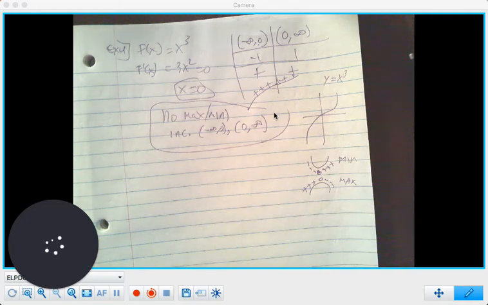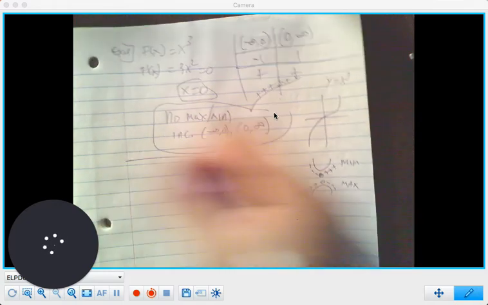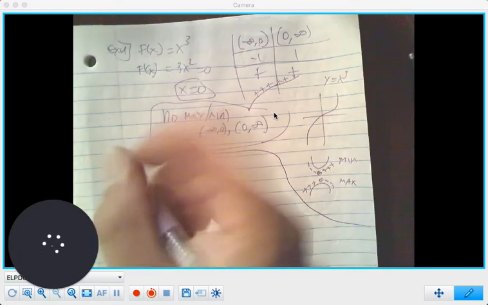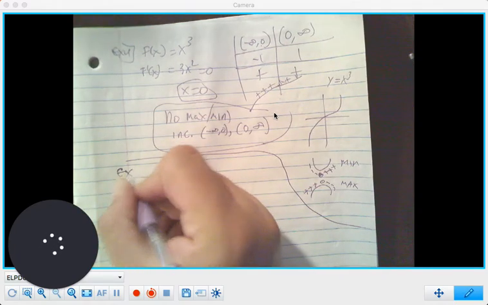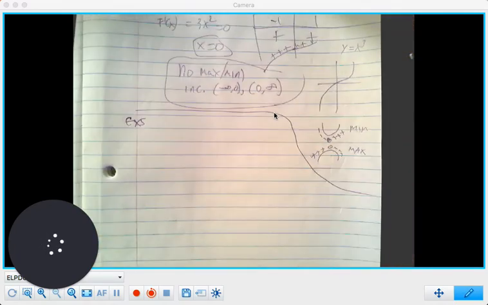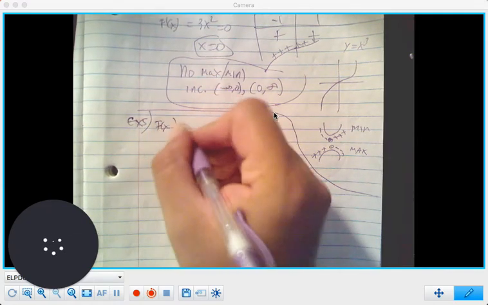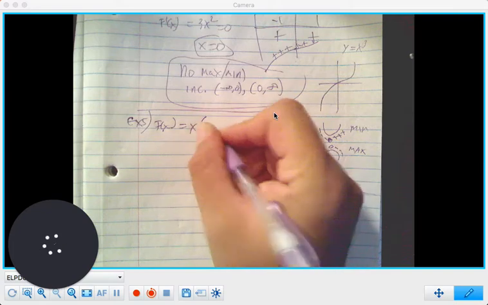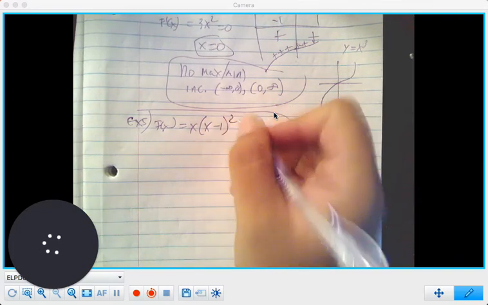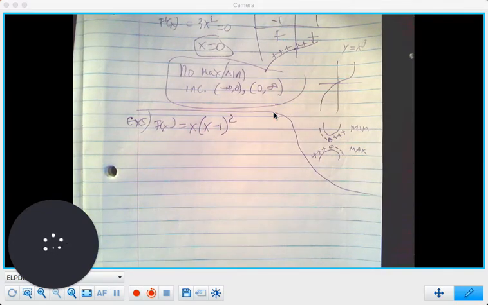Let me see if I find another awesome one. Okay, I found one. Yeah, let's see if I remember how to do this one. This is example 5. I have f of x equals x times x minus 1 quantity squared. Oh Lord.